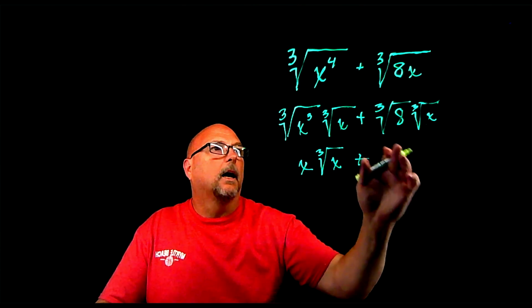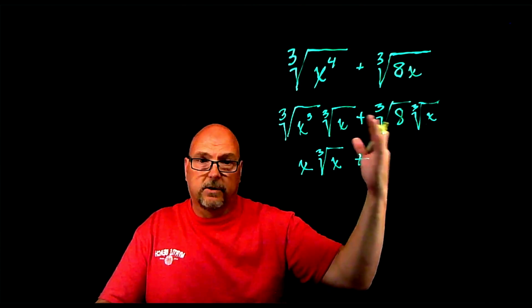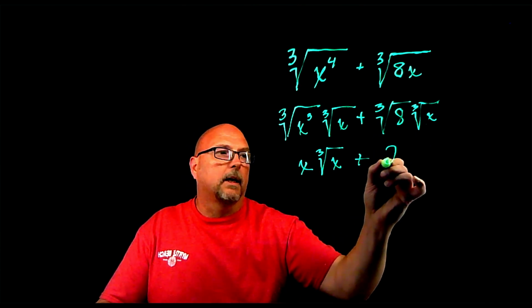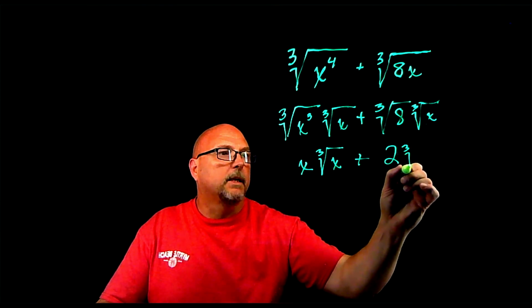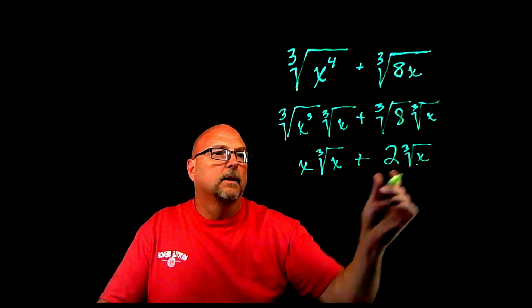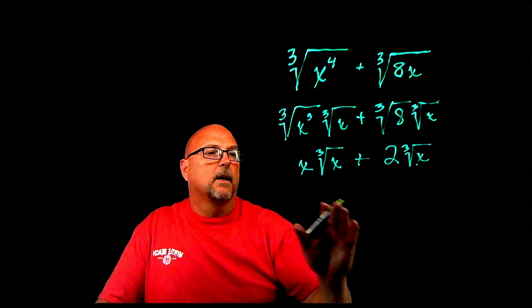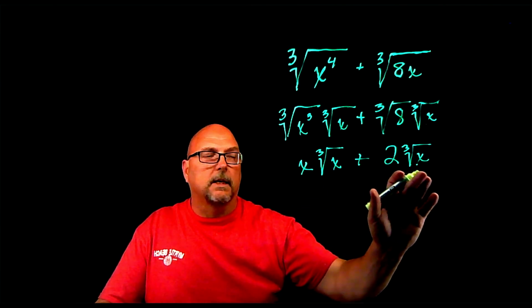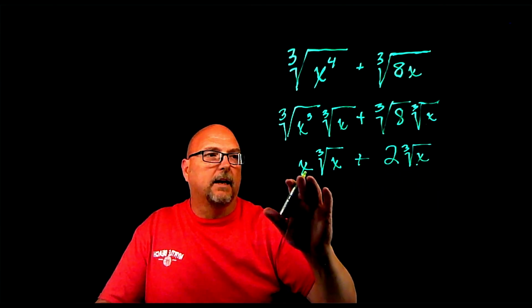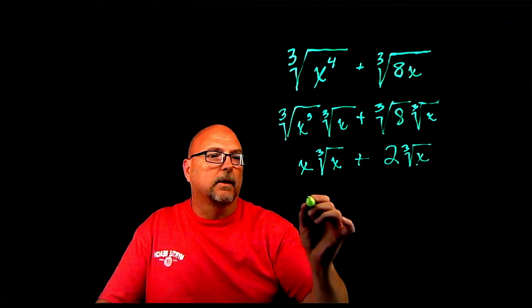Plus, cube root of 8 is 2. So that works out pretty nicely. And that's times the cube root of x. So we're almost done here. This is tricky on these. If I factored out the cube root of x, I'm going to have an x plus 2 left over.